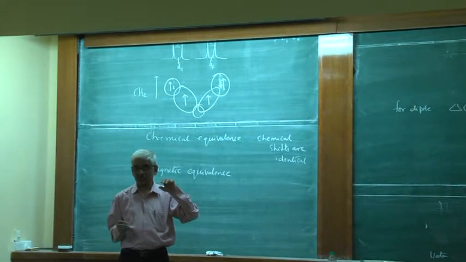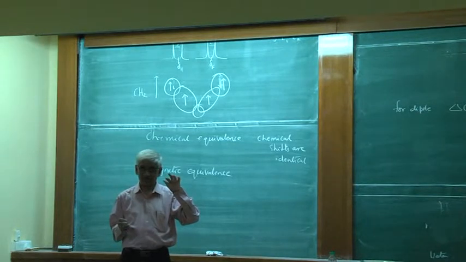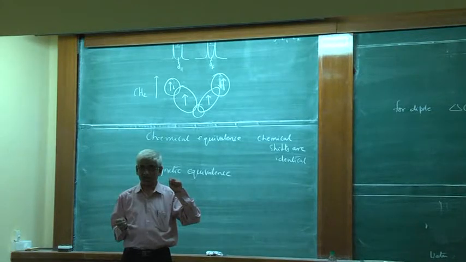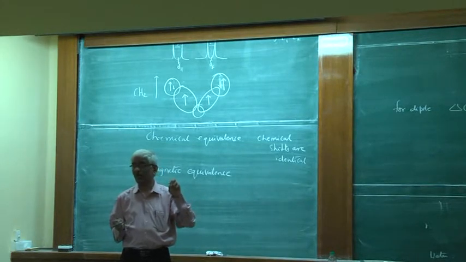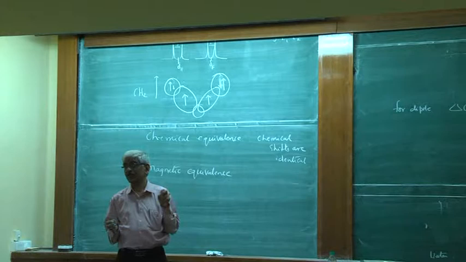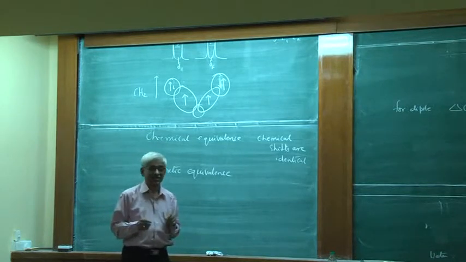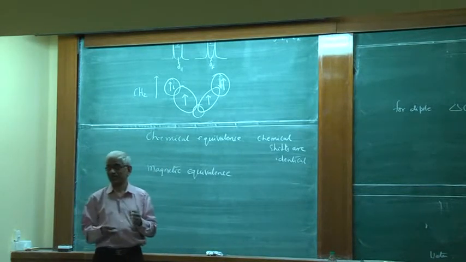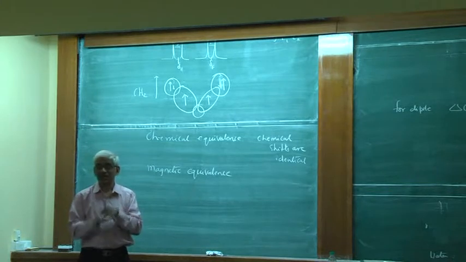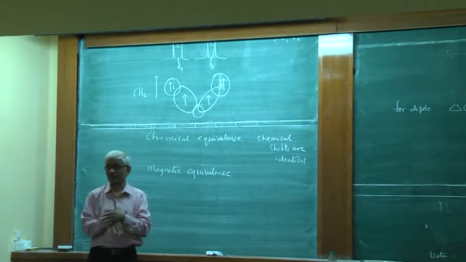Chemical equivalence is for a particular nucleus. Magnetic equivalence is how two different protons and nuclei interact with each other. Chemical equivalence is if your chemical environment around the nucleus is the same. Magnetic equivalence is if there are delta values. Delta values being the same is chemical equivalence.